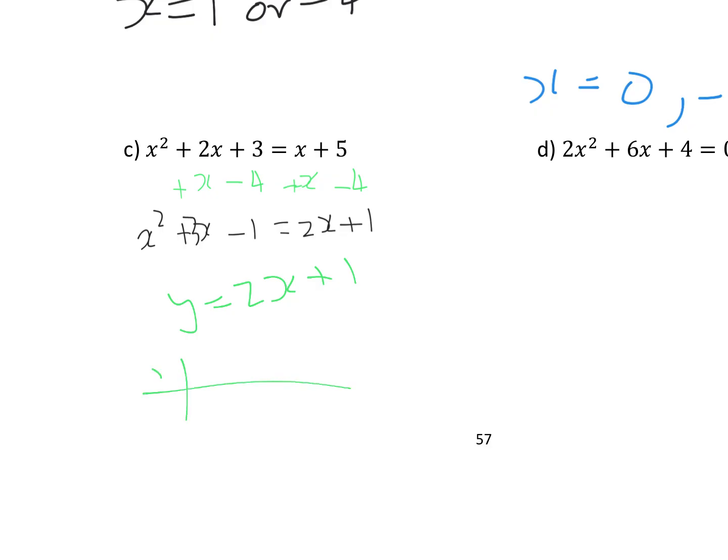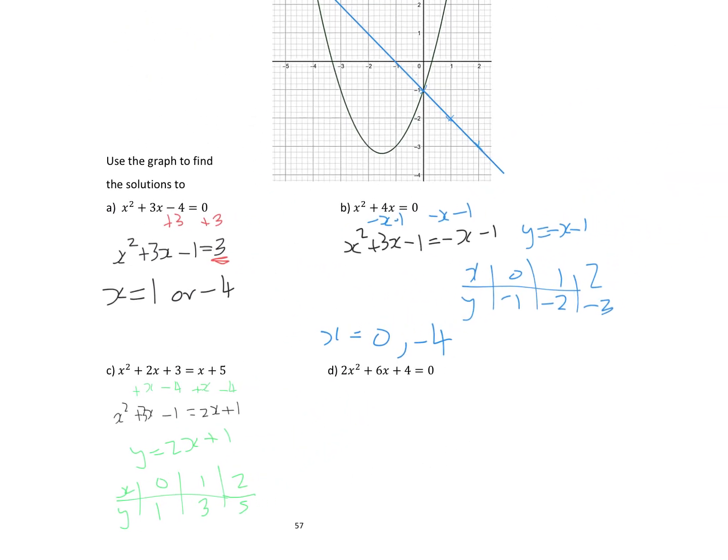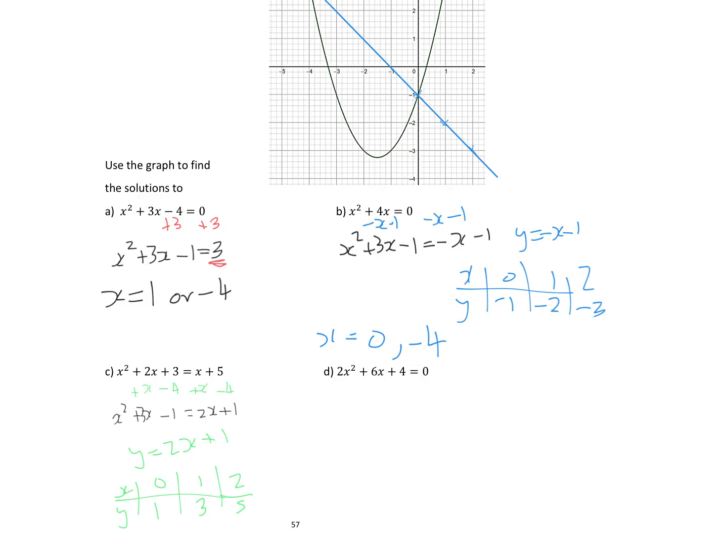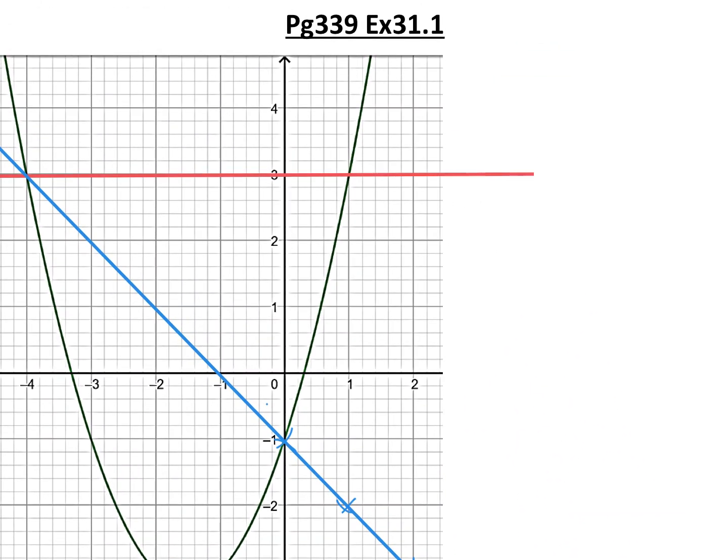To draw that, we'll need a table of values. Hopefully you can do that in your sleep by now. When x is 0, y is 1. When x is 1, y is 3. And when x is 2, y is 5. We plot those points, 0, 1, 1, 3, 2, 5. They are just on the screen, just about.